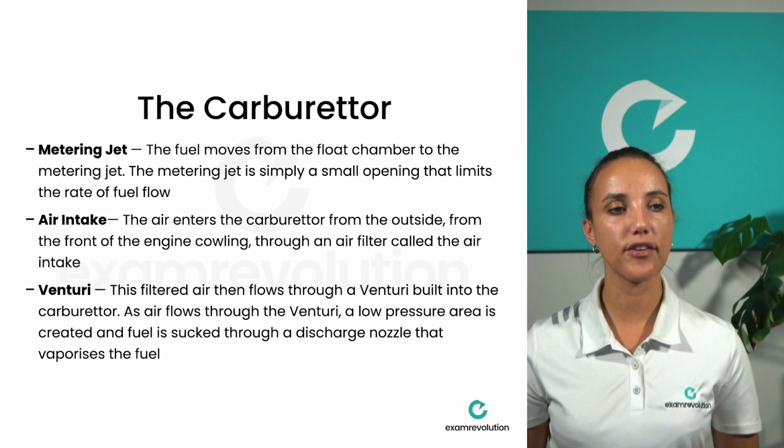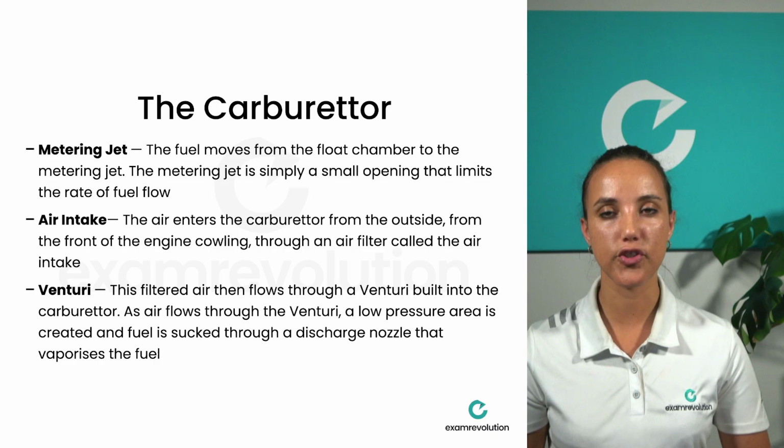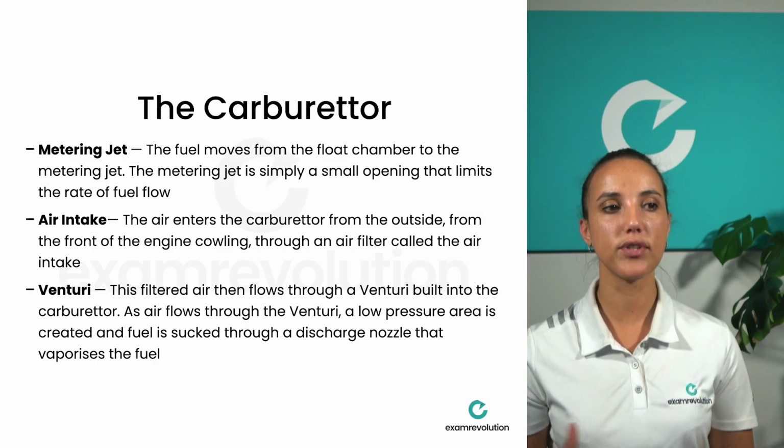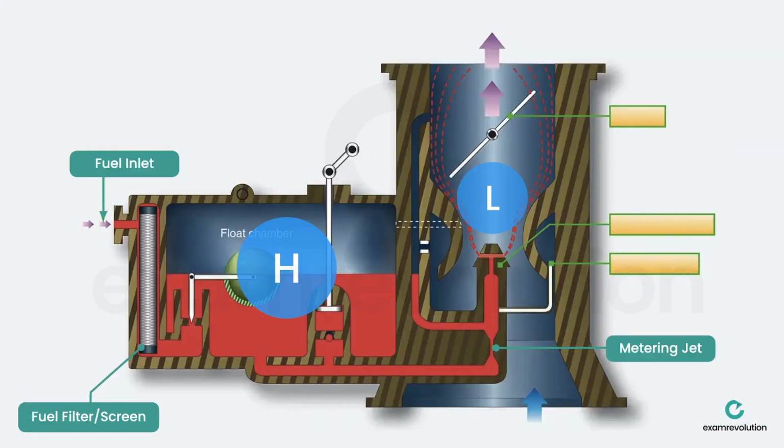Now this filtered air then flows through a venturi built into the carburetor, and as air flows through the venturi, a low pressure area is created and fuel is sucked through the discharge nozzle that vaporizes the fuel. So if you look at the bottom of the carburetor, on the right hand side, you can see the air entering from the outside, and then it goes through the venturi. So as you move up the carburetor, you can see that the throat of the carburetor narrows. That narrowing or decrease in area is called a venturi and creates a low pressure area.